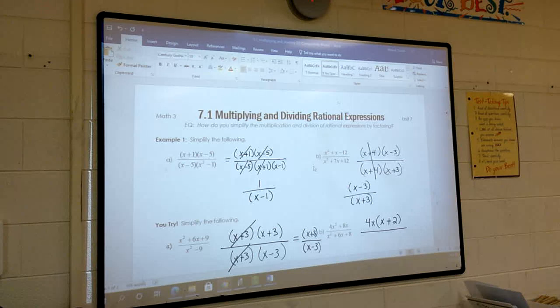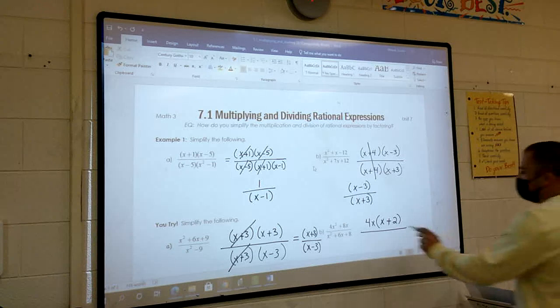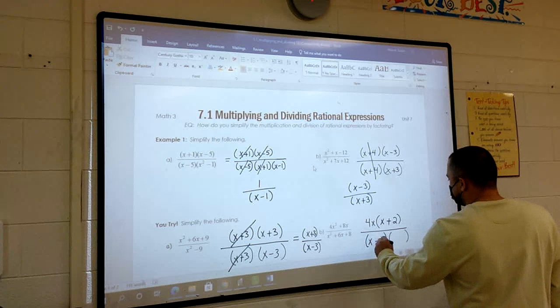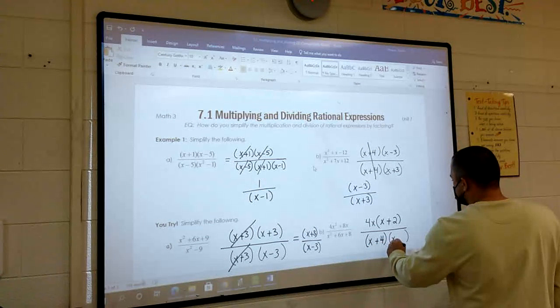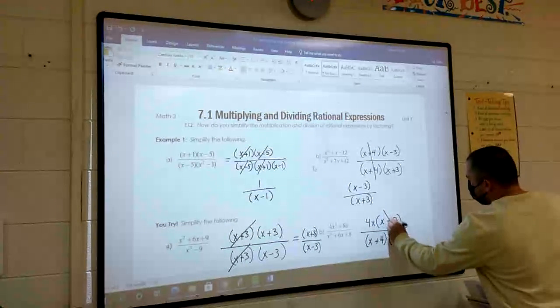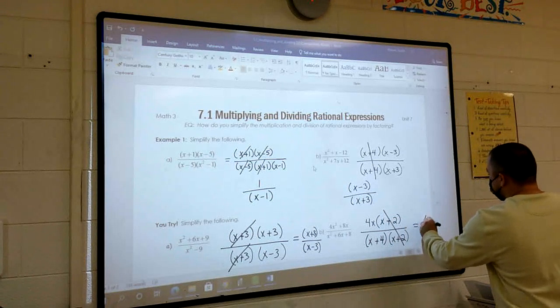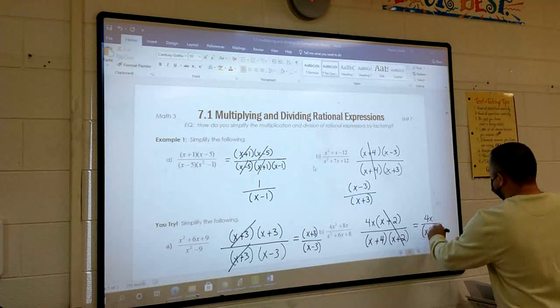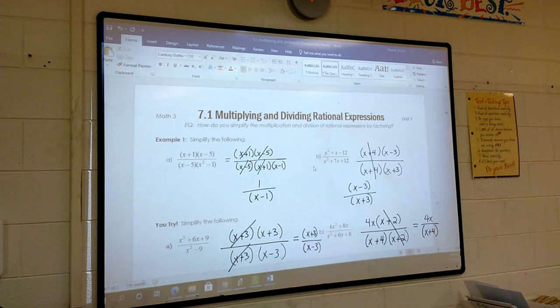On the bottom, you're saying two numbers that multiply to give me 8 and add to give me 6. 2 times 4. So it's x plus 4 and x plus 2. So now you are able to cancel out the x plus 2's. And your answer is 4x over x plus 4. And that is the final answer there for the you try part B.